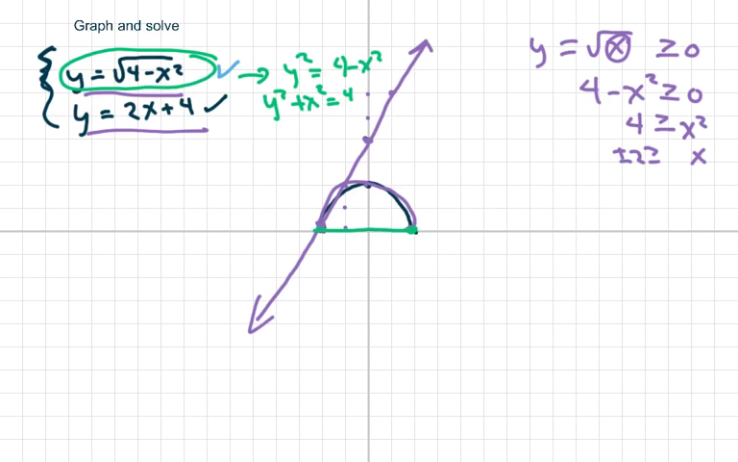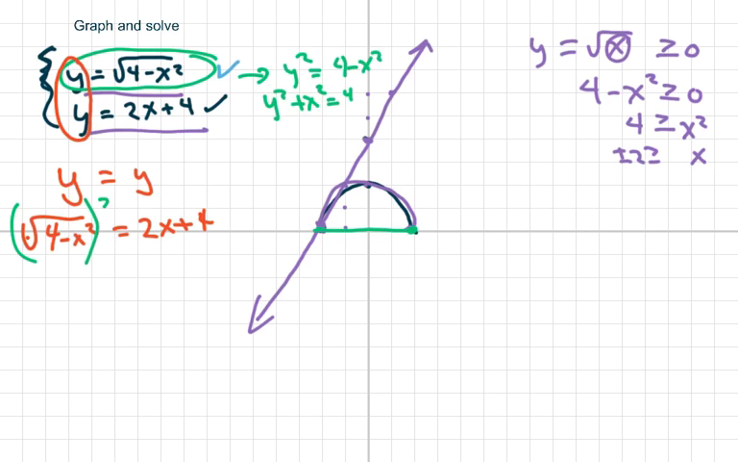Anyway, I graphed them, and then we're going to have to solve for x. Since my y's are the same, I'm going to set y equal to y. So I have square root of 4 minus x squared equals 2x plus 4. I'm going to square both sides. And when you do that, you're going to get 4 minus x squared equals 4x squared plus 16x plus 16.